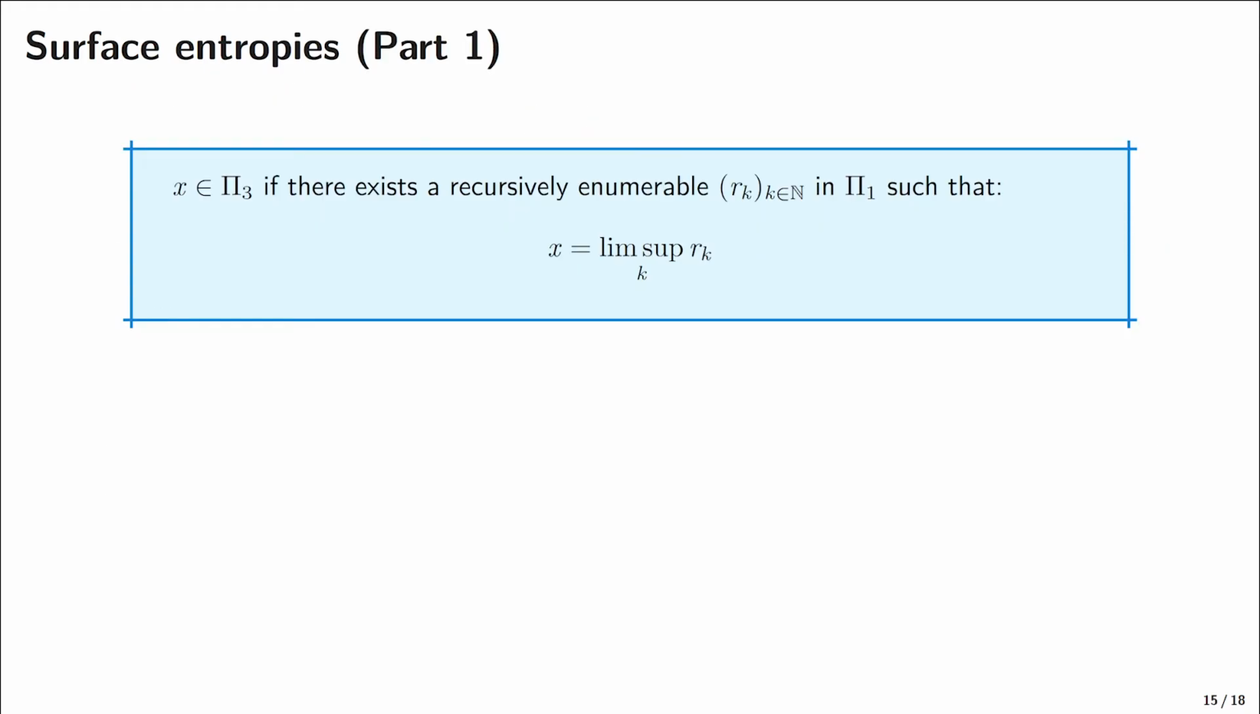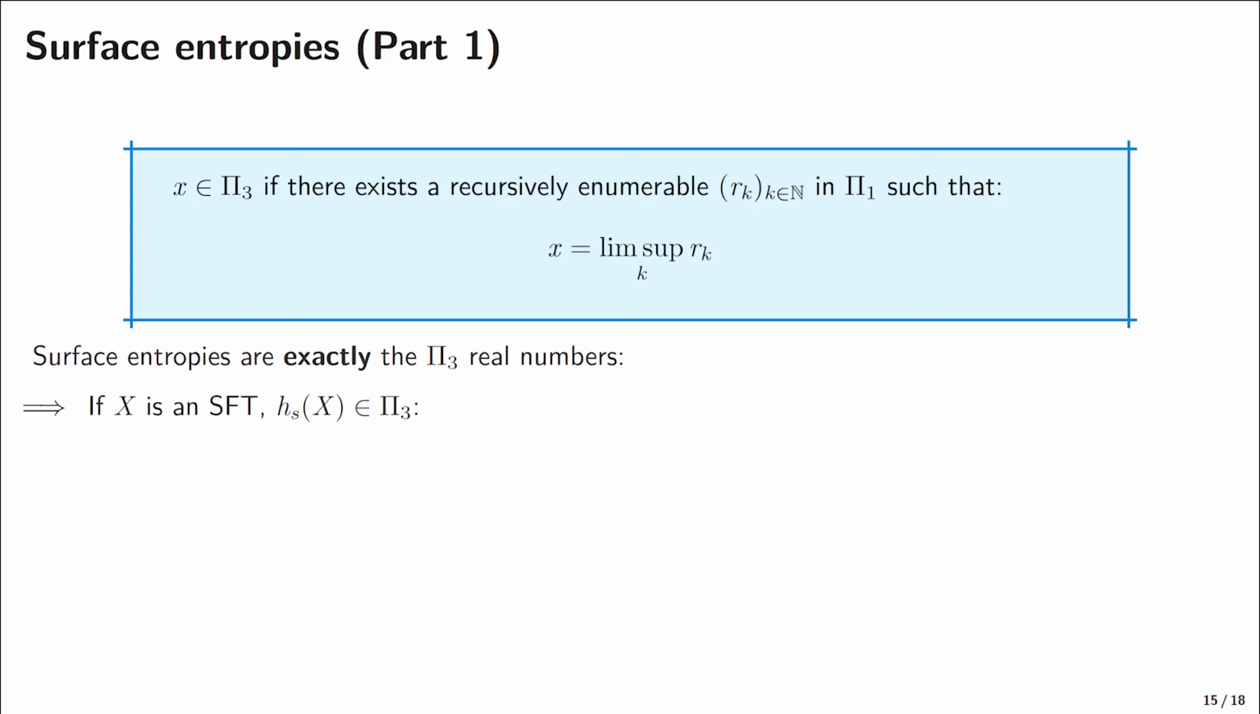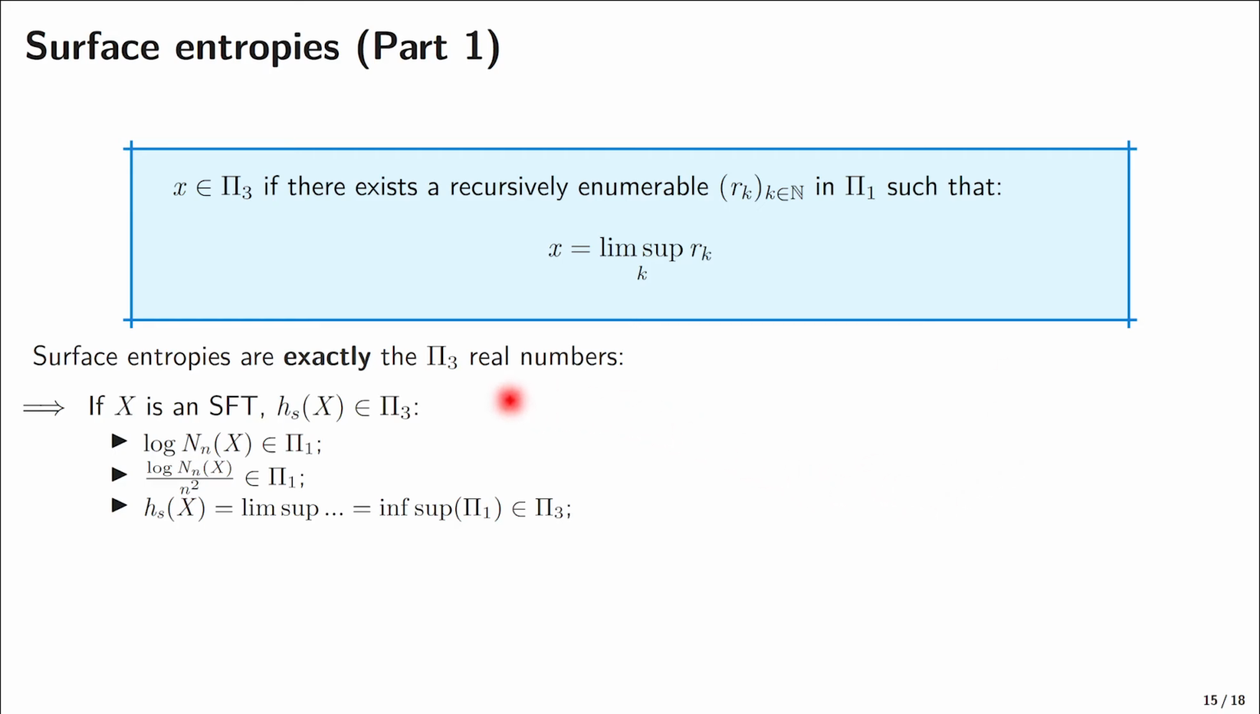Here, we will prove that surface entropies are exactly the class of Π3 real numbers, using the characterization of Π3 real numbers just above. Π3 real numbers can be written as the lim-sup of right-computable real numbers. There are two directions in this proof. First, we have to prove that surface entropies are Π3 real numbers. So if we take an SFT, we can prove that the surface entropy is a Π3 real number. If you know a bit about the hierarchy of real numbers, this is relatively easy.